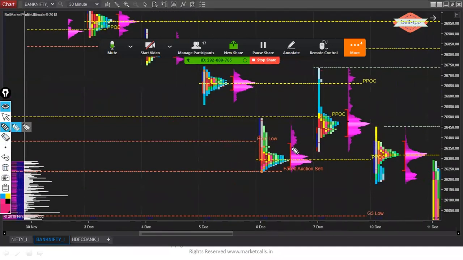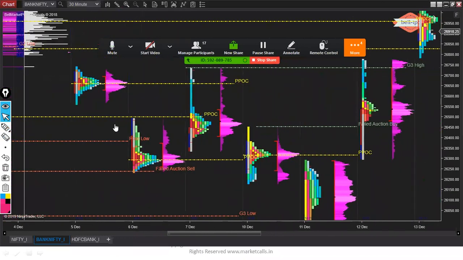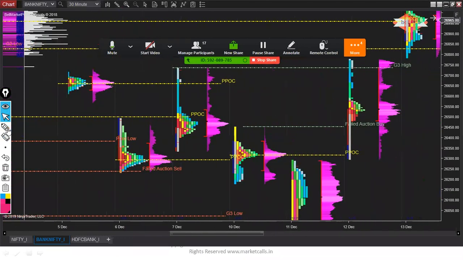These kinds of setups don't come very frequently. Most likely, most of the prominent points of control get cleared faster. And very rarely, 3 prominent points of control in a row or 4 prominent points of control in a row get left uncleared. And that too, as the time progresses, you got a failed auction, you got a G3 high, you got failed auction levels. Again and again, everything is saying that you're dealing with weaker hands.